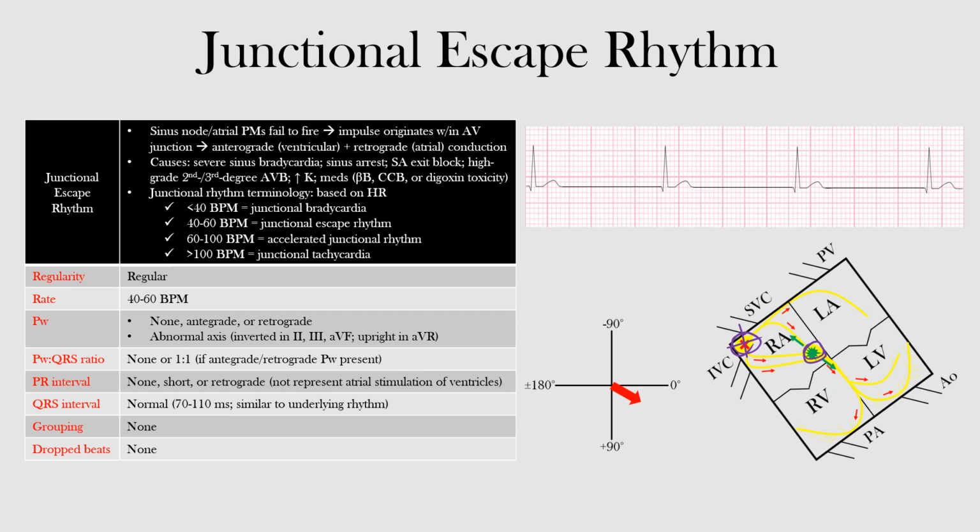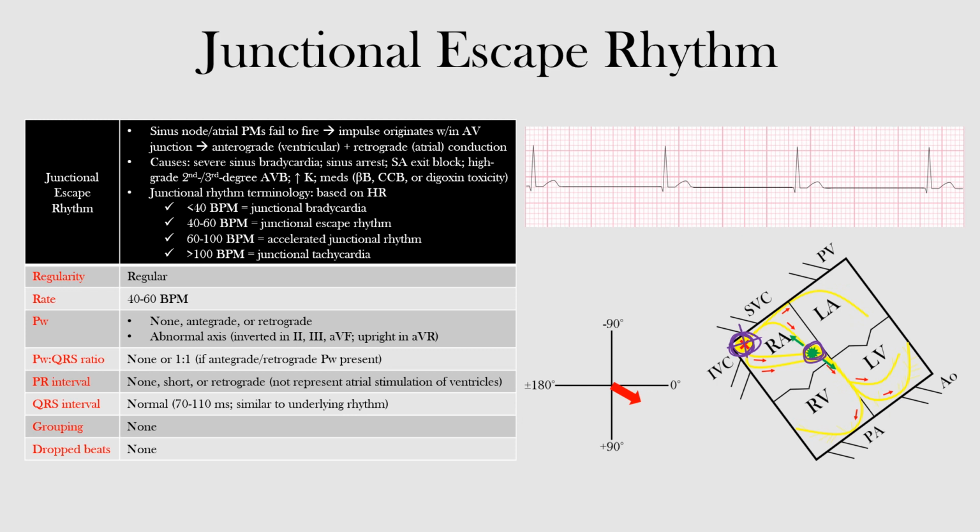That then ends up taking over and firing in its place. Some potential causes of junctional escape rhythm include severe sinus bradycardia. Imagine we have severe sinus bradycardia, so it's really low that eventually it gets so low that the AV node ends up firing. We could have sinus arrest, sinoatrial exit block, high degree second degree AV block, third degree or complete AV block. Hyperkalemia can cause this, and so can medications, such as in the setting of beta blocker, calcium channel blocker, or digoxin toxicity.